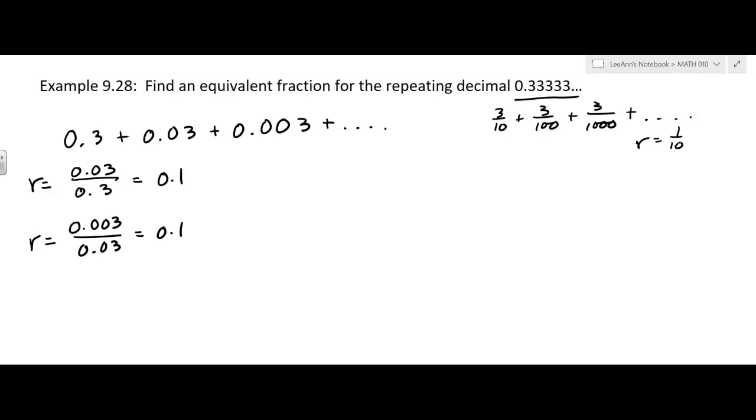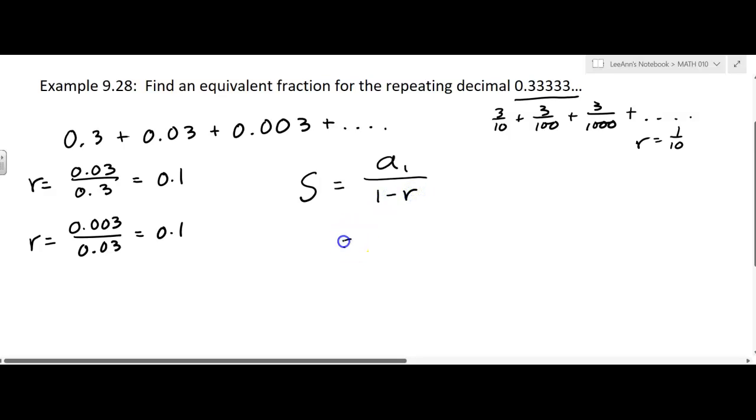Okay, so now we want to find the actual fraction. So what we need is the sum of an infinite geometric series: a sub 1 over 1 minus r. My a sub 1 in here is 0.3. I'm going to go with the decimals. Usually I do fractions, but it's okay. And then I'm going to have 1 minus 0.1 in the denominator. By the way, the ratio is between -1 and 1. I forgot to put that there, but it was between -1 and 1.